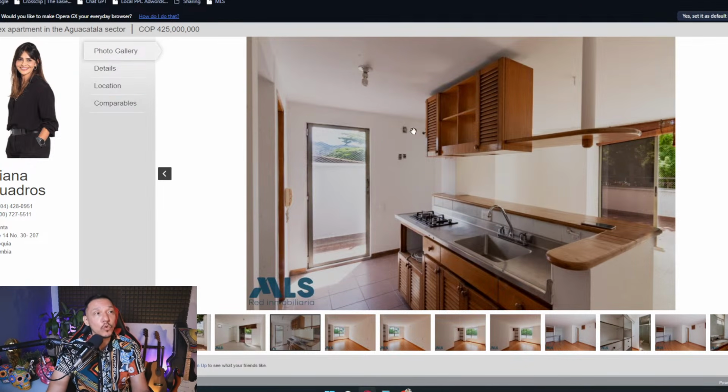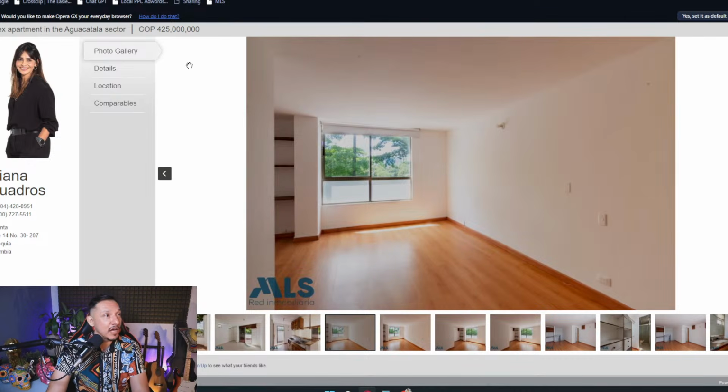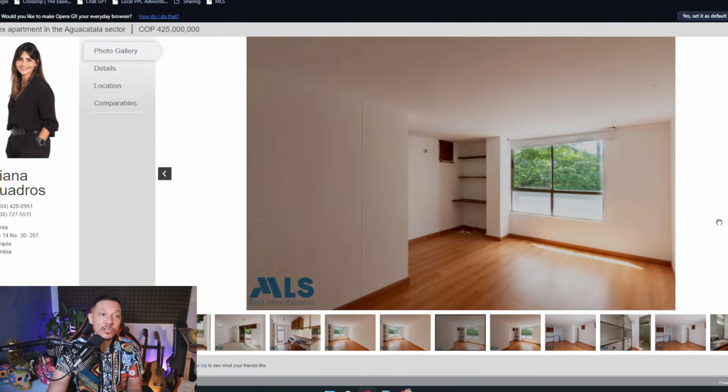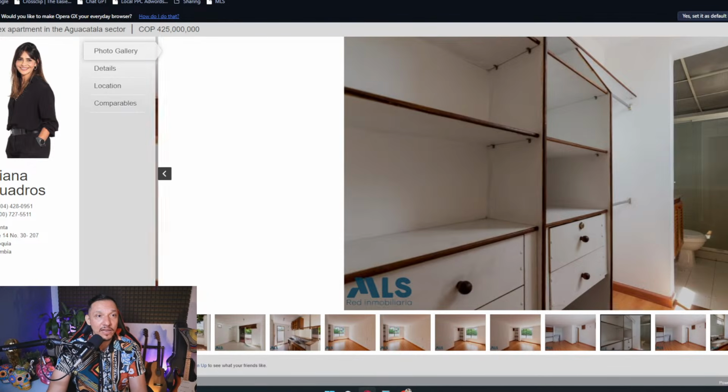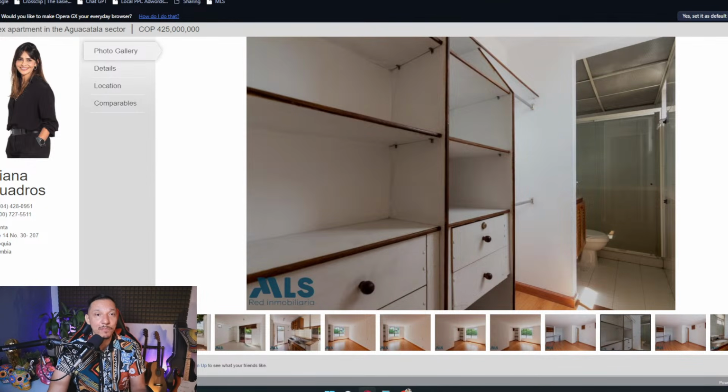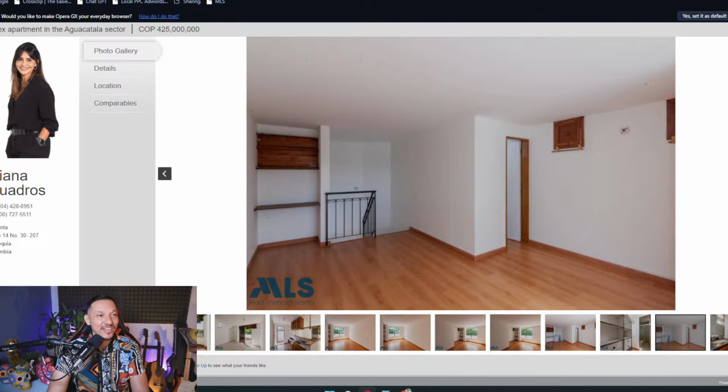Let's see if this would be a good deal. This is a nice apartment, to be honest. Let's see. What are the details on this one? I actually like the floors on this. They look cheaper, though. I'd probably renew them. But if you kept them, they're not bad. This is not a bad looking apartment. It's not in the worst shape. It's not like the shape of the other apartment that we saw.